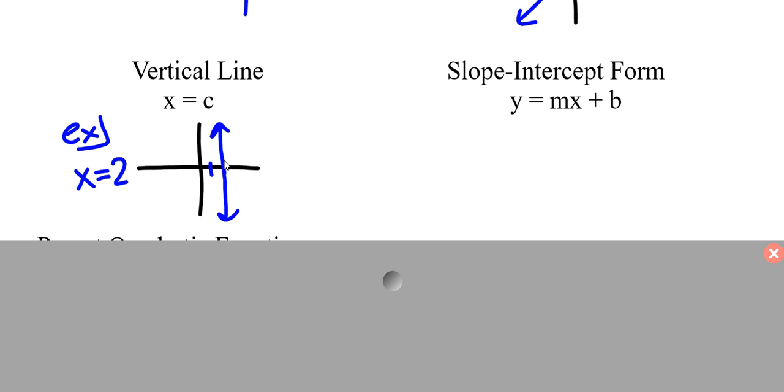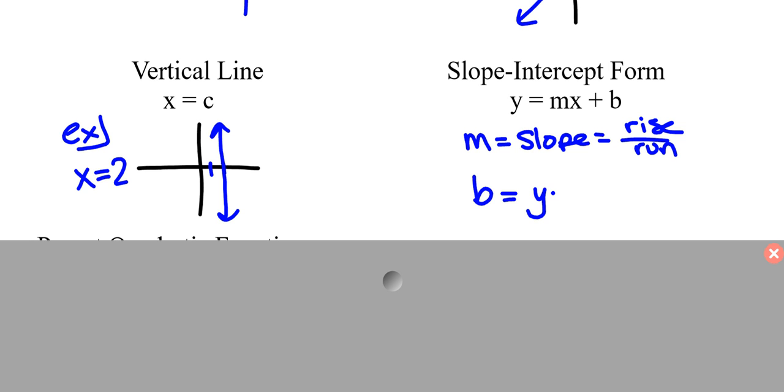And then you know about slope-intercept form, which you should remember. m is our slope, which we know is rise over run. I hope this is all very much a review. And b is your y-intercept. I'm not going to write out the whole word because you should know that by now.